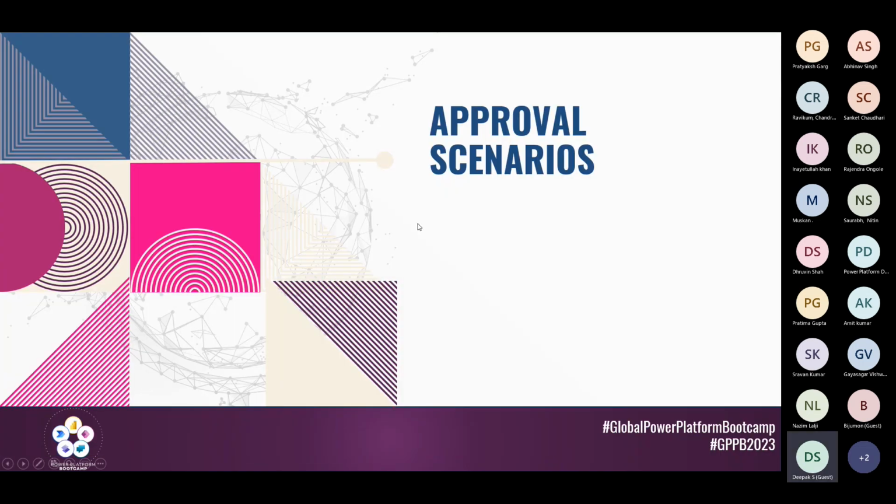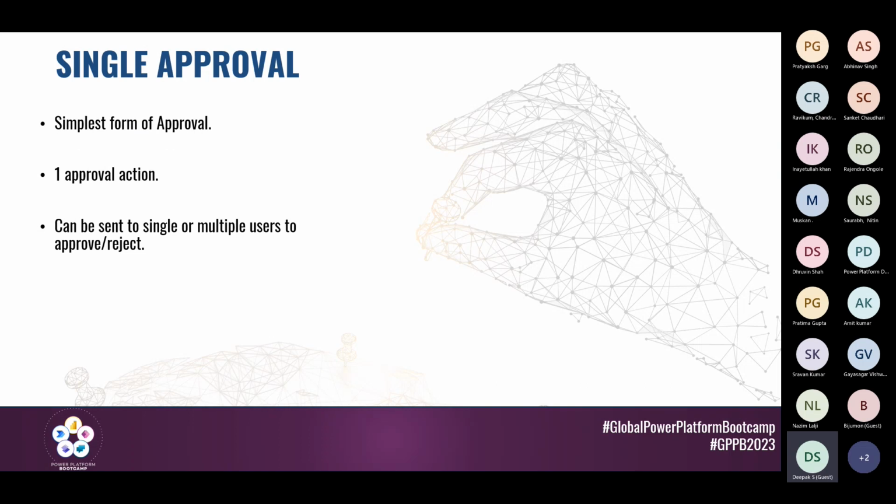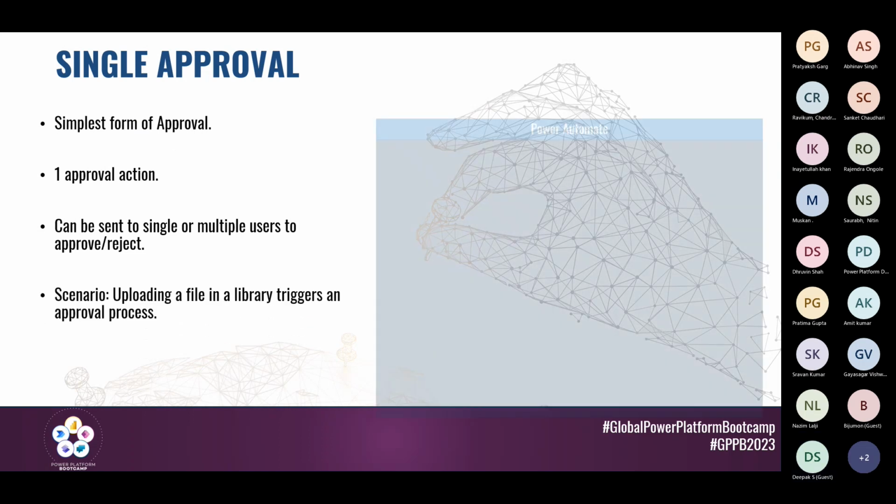Back to this. Now let's talk about the scenarios that you can think of when you're working on approvals. The first scenario is where you may have a request. Let's say you are uploading a file in SharePoint or OneDrive or somewhere, and you want that to be sent for approval. One person will get the request. They can either approve or reject. A simple scenario, the simplest form of approval. It doesn't need too many things.